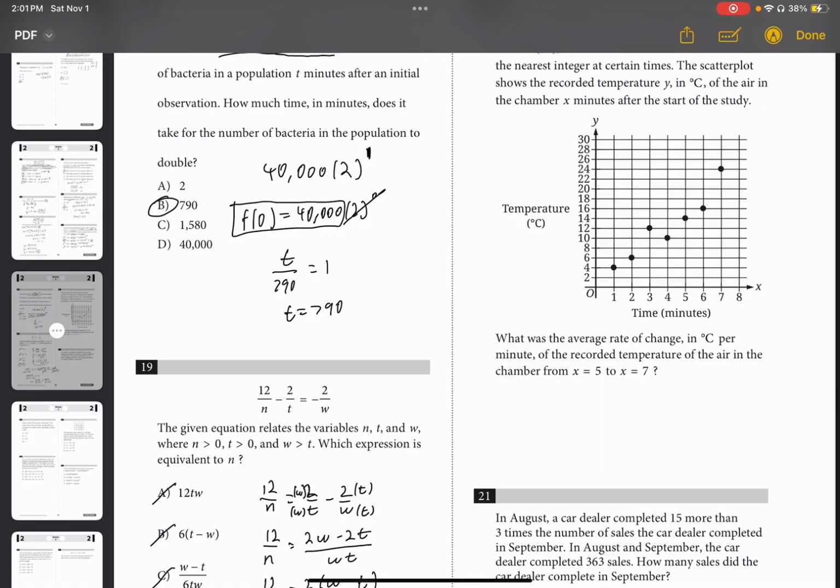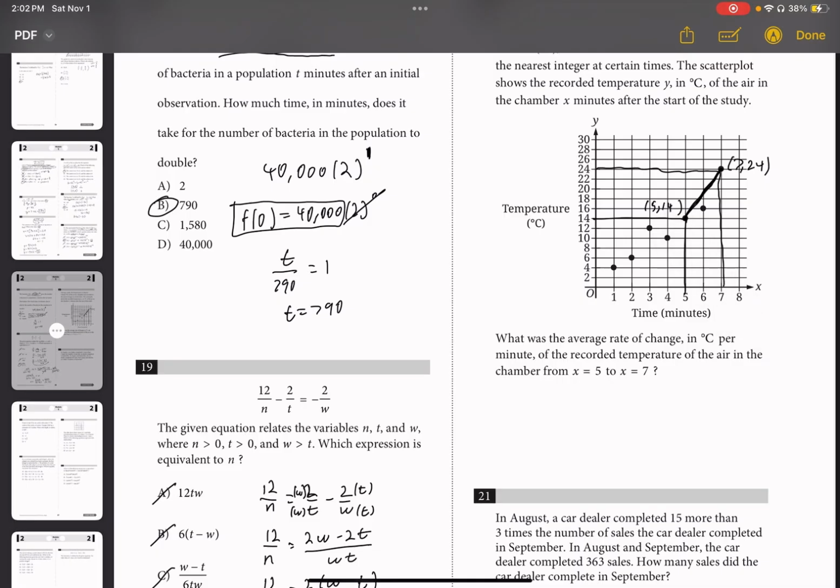Okay, so looking at this, x equals 5 is here, and x equals 7 is there. We want to find the average rate of change, so the slope of the line connecting the points. First, let's find the points themselves. So we have 7, 24 as our first point. And as our second point, we have 5, 14.